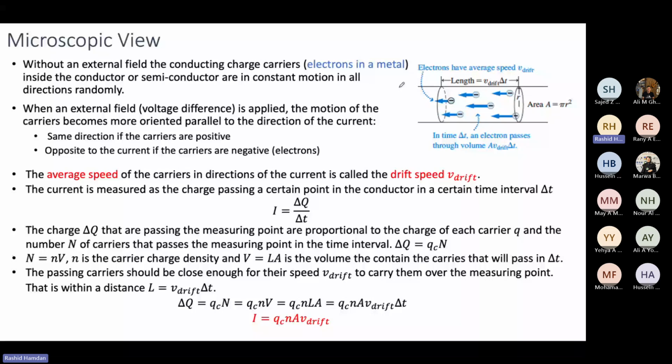But there is no net flow of the charges. Now, when we apply the electric field, the electrons still move around. They're still moving randomly all around. But as they move, they drift forward.